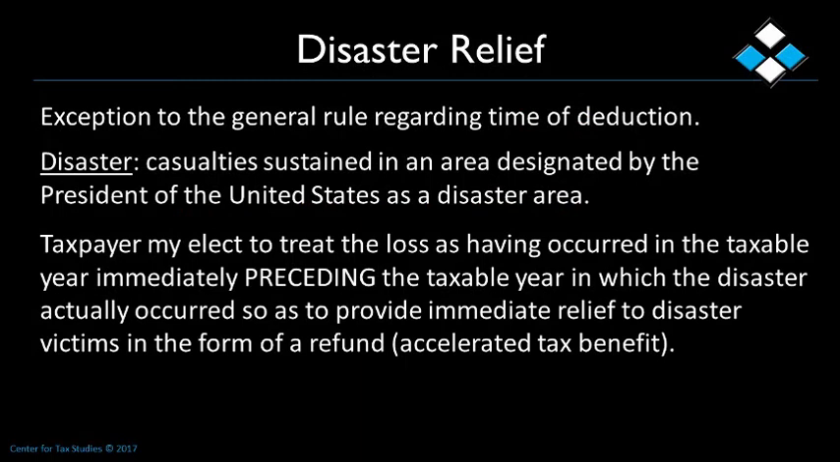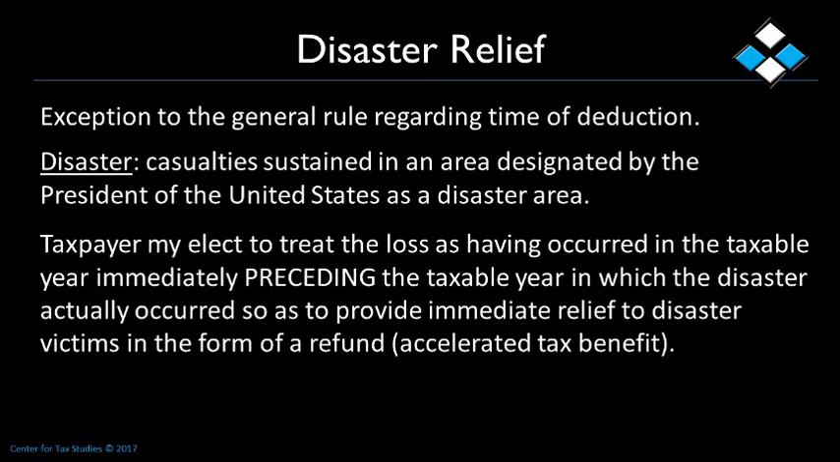Let's go to disaster relief and talk about this for just a minute. If the President of the United States declares a disaster area, an exception to the general rule regarding the time of the deduction occurs. The taxpayer at this point may elect to treat the loss as having occurred in the taxable year immediately preceding the taxable year in which the disaster actually occurred, so as to provide immediate relief to disaster victims in the form of a refund or in the form of accelerated tax benefits. So here you would amend your tax return and take a loss in the preceding year for a tax refund.